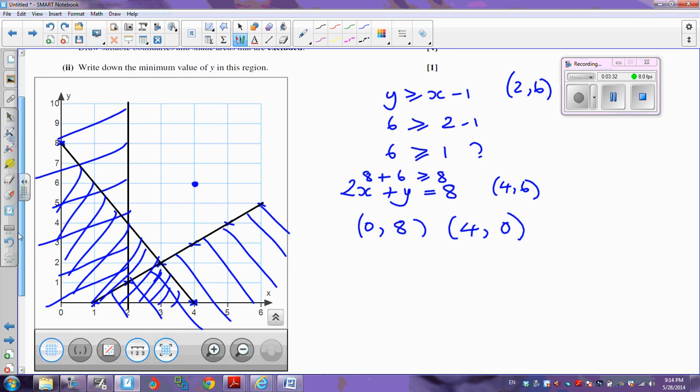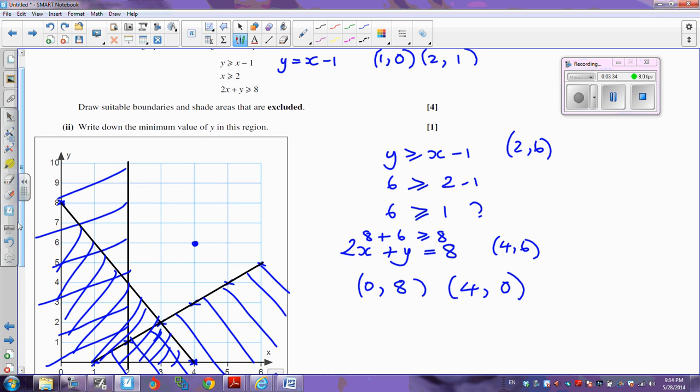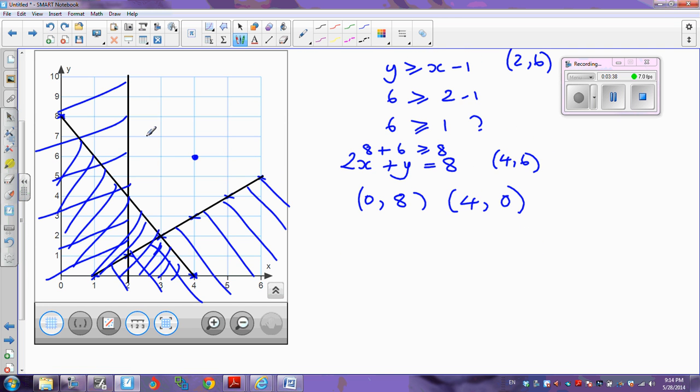And then the question simply says to me, write down the minimum value of y in this region. Well, this is the region that we're talking about. The lowest possible value of y is going to be at this point here. So the minimum value of y, if we just look across here, is 2. Okay, so the second part there says the minimum value of y is 2.